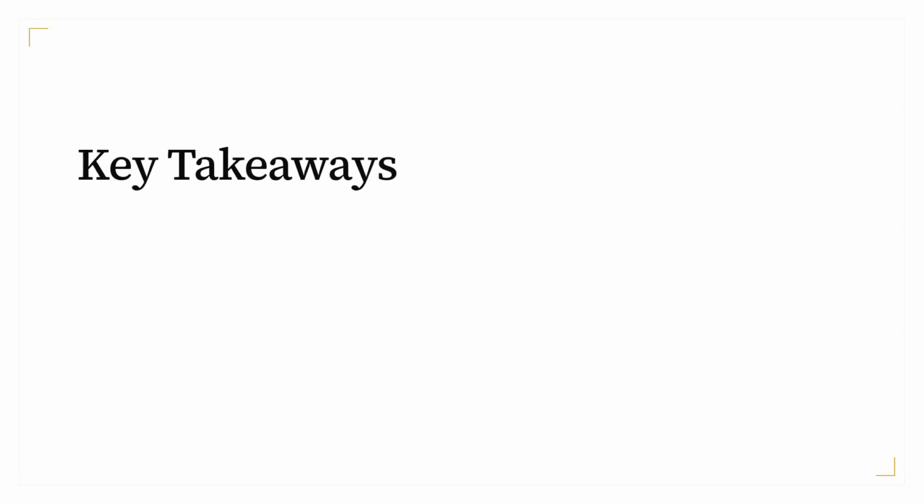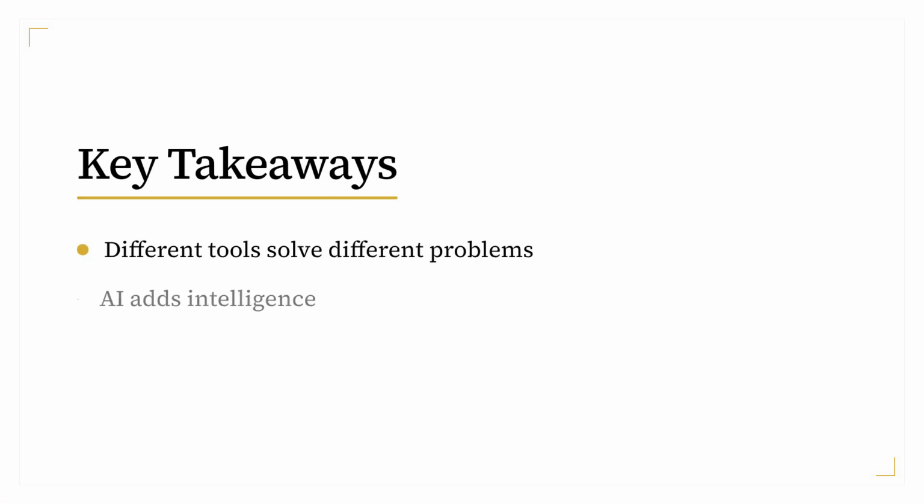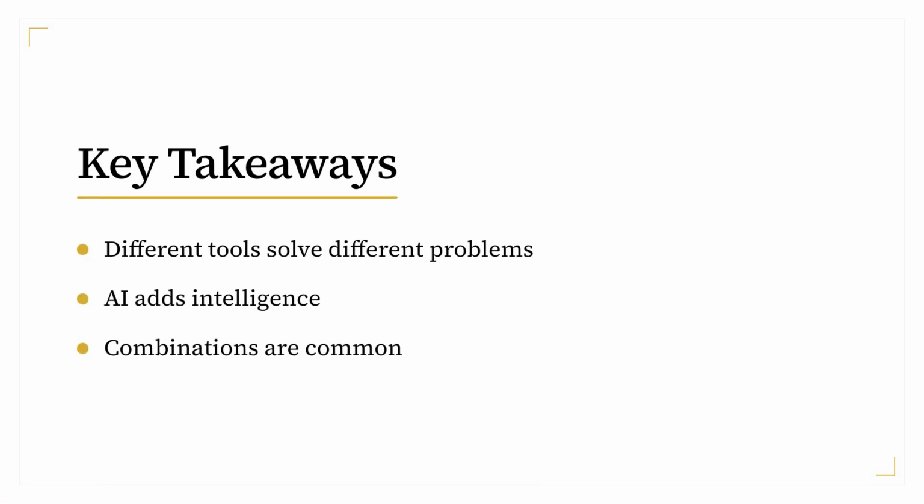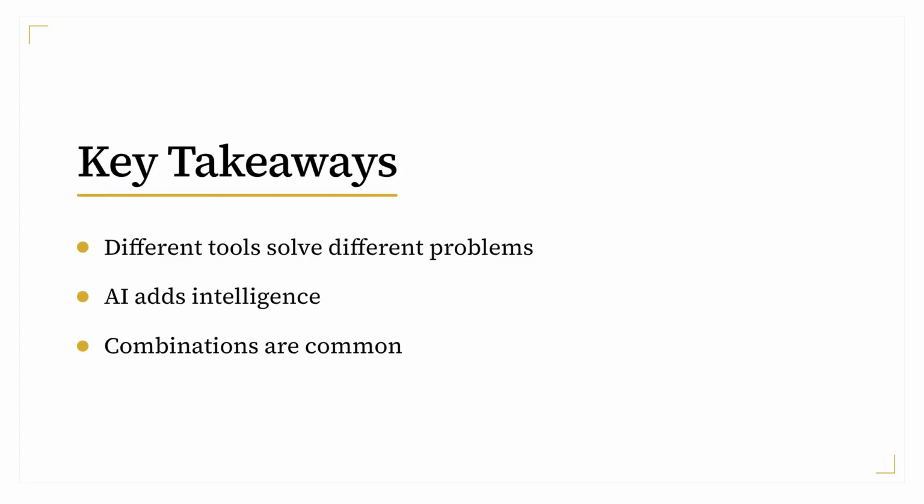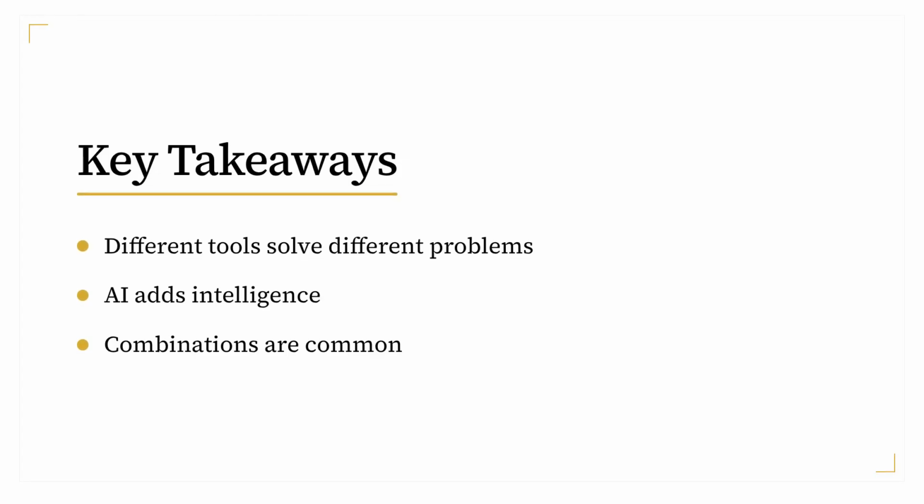The key takeaways are simple. Different tools solve different problems. N8N is flexible, Make is friendly, and Zapier is simple. AI services add the intelligence, and great automations often combine multiple platforms to get the job done. The software simply brings your ideas to life.